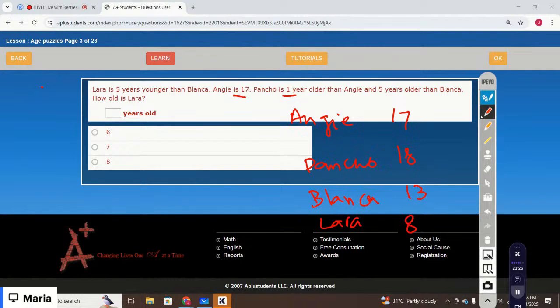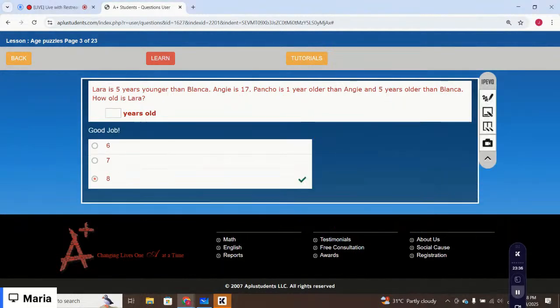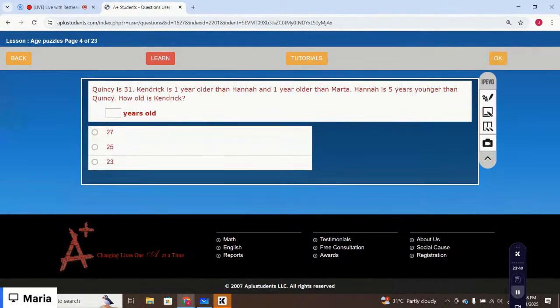Option number 3 is the correct option. Quincy is 31. Kendrick is 1 year older than Hannah and 1 year older than Marta. Hannah is 5 years younger than Quincy. How old is Kendrick? You need to calculate the age of Kendrick, right?